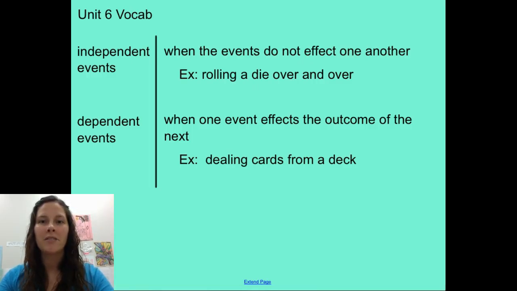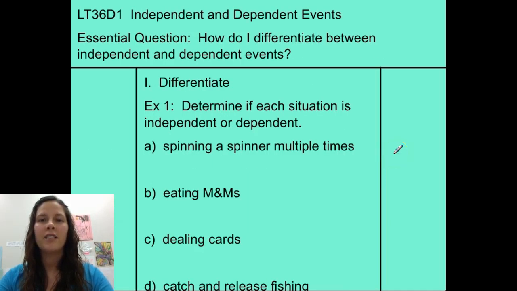Then we have dependent events, and that's where you take something out and you don't put it back. So when you're dealing cards from a deck of cards, or you're eating candy out of a bag and you don't put it back, those are dependent events. Once you take that card away or you take that candy away, it changes what's left. So it changes the probability of what could happen next. Our first set of examples, we're just going to see if we can decide whether or not the events would be independent or dependent, and we're not calculating any probability yet.